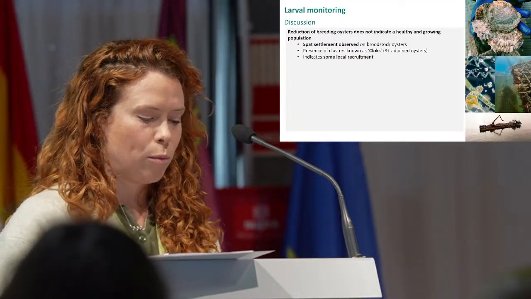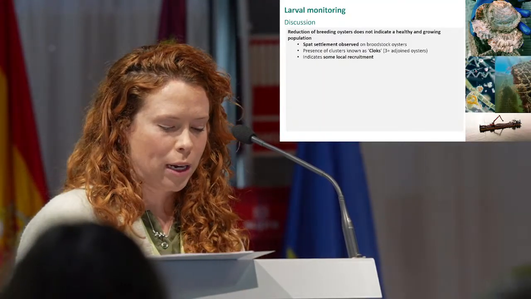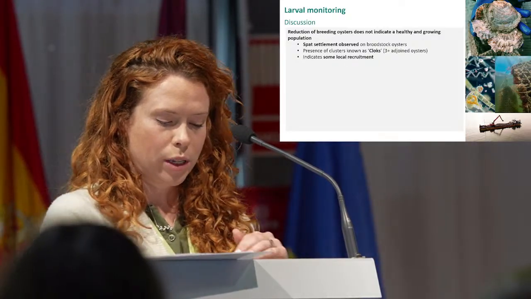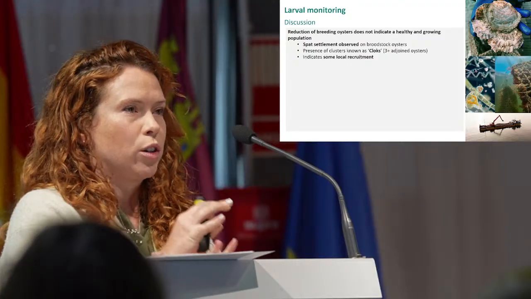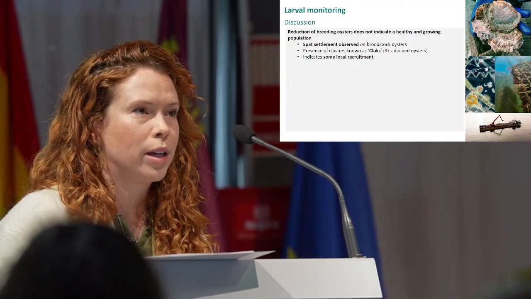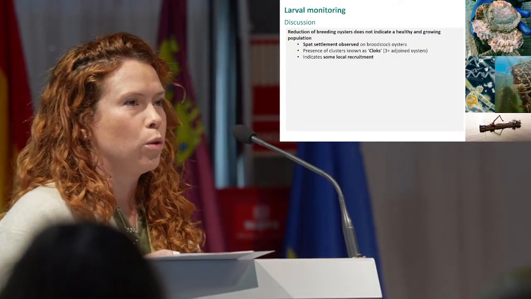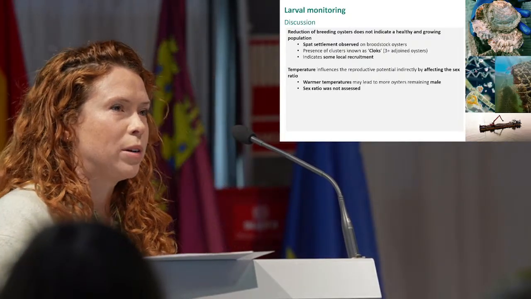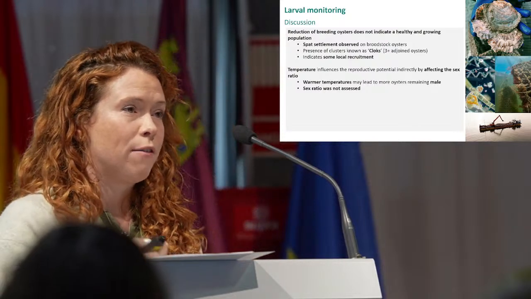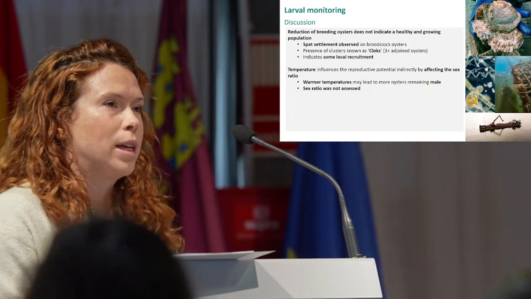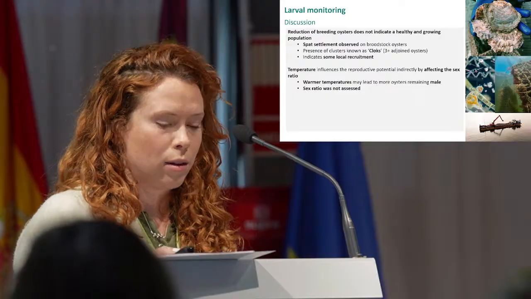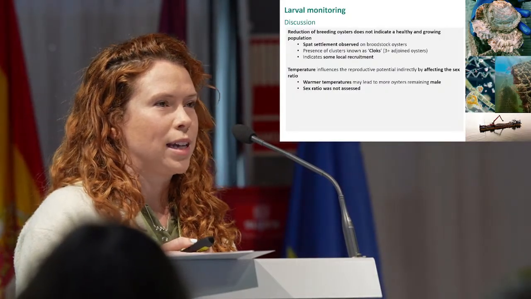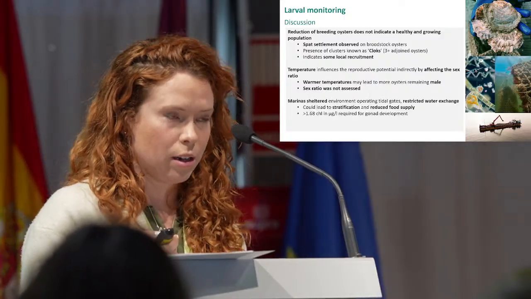The reduction of breeding oysters doesn't indicate a healthy or growing population. However, in the marina sites themselves, we've observed spat settling on the broodstock oysters, and in some cases we've started to see the formation of clumps where 3 or more oysters are becoming adjoined. That does indicate some level of local recruitment in the marina location. And as expected, we found that temperature influences the reproductive potential indirectly by potentially affecting the sex ratio. With the warmer temperatures, it could have led to more oysters remaining male, although we weren't assessing sex ratio as part of this study, which we found the presentations yesterday afternoon quite interesting to look into.